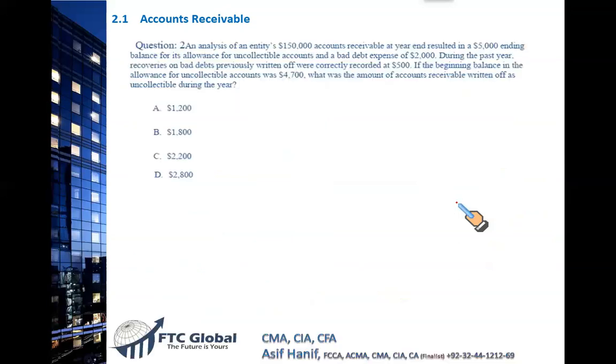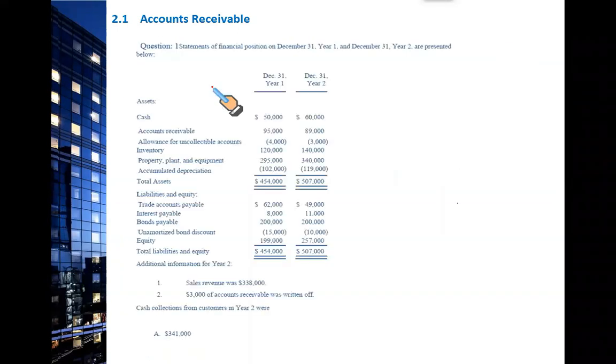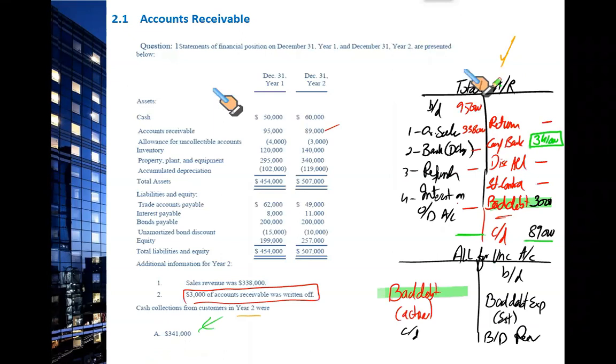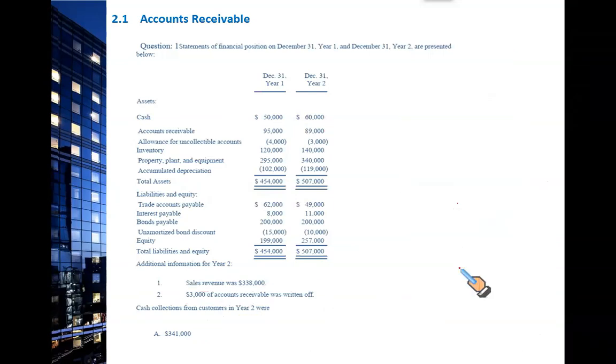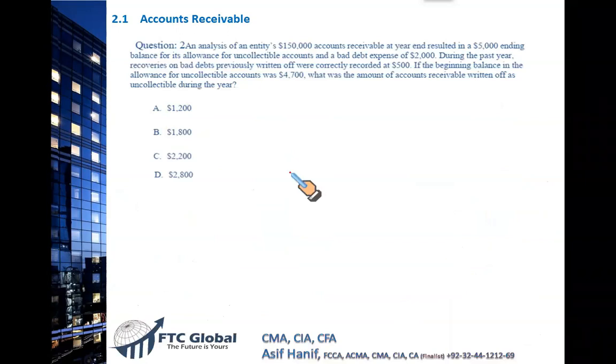Now, this one is a good one also. Look at this. This question says, what was the amount of account receivables written off as uncollectible during the year? Uncollectible accounts can be found out either by using the total account receivable account or the allowance for uncollectible account. We do not know which of these formats we have to use in this question, right? Let us read this question to know exactly what we are supposed to do.